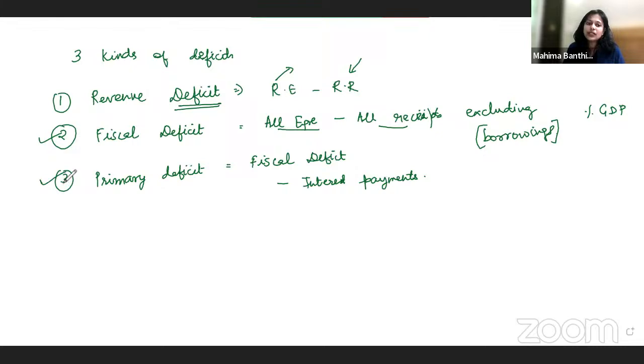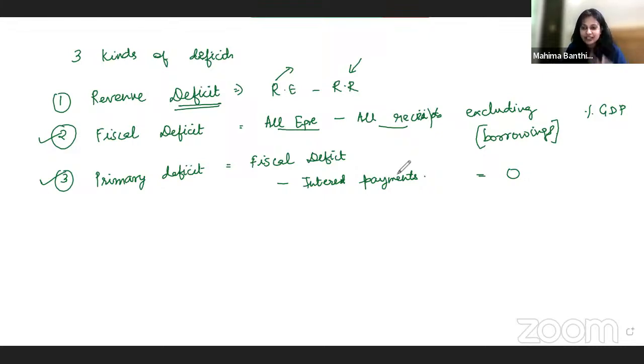The third is primary deficit. Primary deficit tells us that out of this fiscal deficit, suppose our fiscal deficit is a certain number. If you subtract interest payments, what is left? Let's say it is 0. That means all your borrowings are to pay for your previous borrowings.